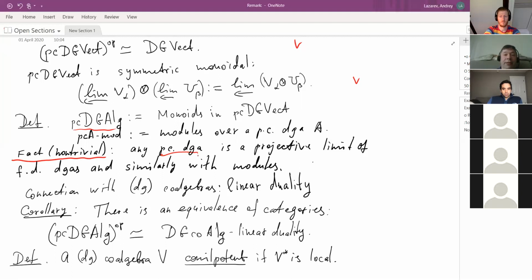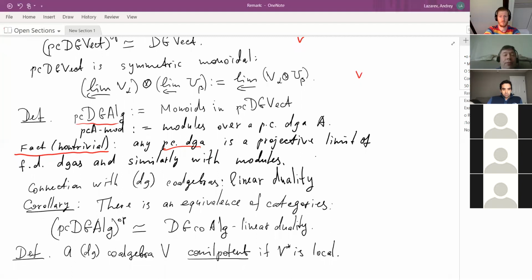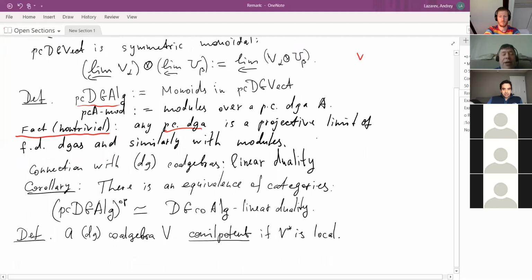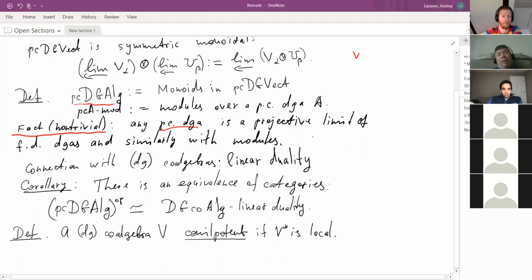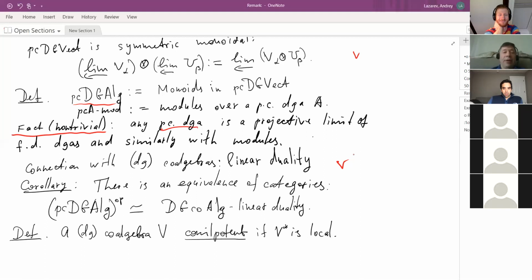An interesting fact: pseudo-compact differential graded algebras are intimately related with differential graded coalgebras. In fact, they're anti-equivalent to them. So we're now here. Given a coalgebra, and I didn't give a definition of a coalgebra, but I hope I shouldn't have to, it's a comonoid in the symmetric monoidal category of differential graded vector spaces. So given a differential graded coalgebra, I take its linear dual and get a pseudo-compact algebra.